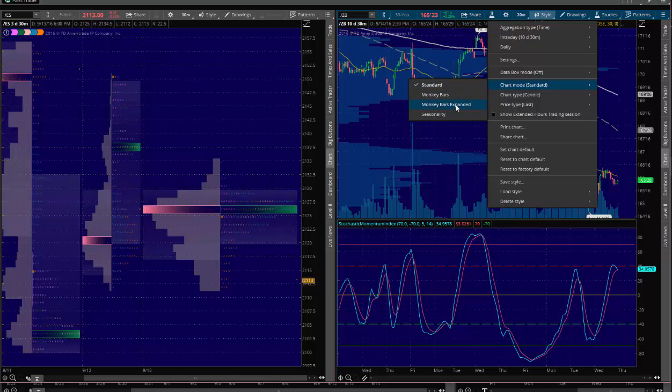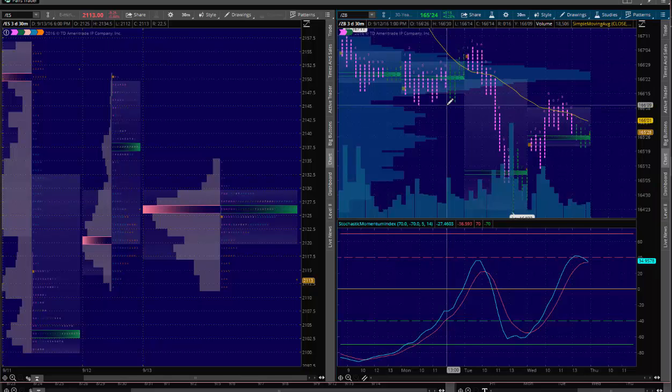So monkey bars expanded more or less looks like a 30-minute trading chart, and regular monkey bars has those 30-minute bars combined together. So the next thing, I do want it on 30 minutes. These are both on 30 minutes, and I want it to just show the regular trading session.